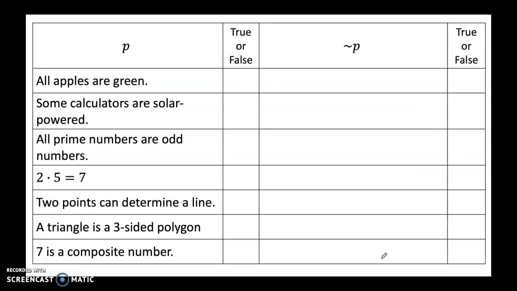Let's have some examples. All apples are green. We know that this is a false statement. So to form the negation of P, we have all are. Therefore, we will change that into some are not. So the negation will be some apples are not green. And this is a true statement.